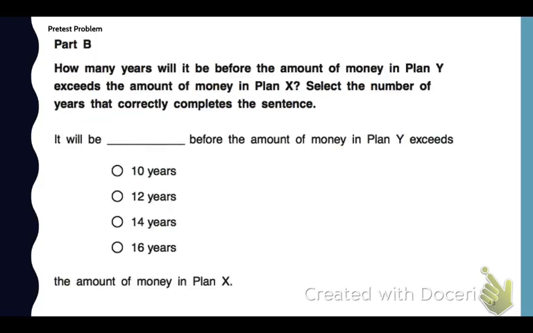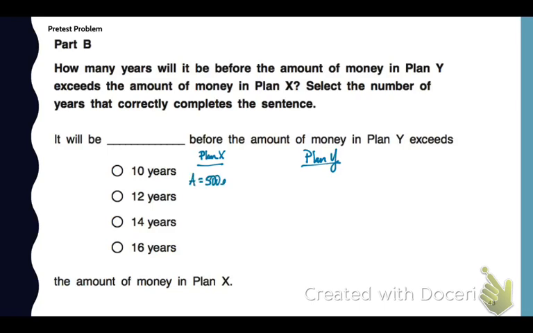Part B says, how many years will it be before the amount of money in Plan Y exceeds the amount of money in Plan X? Select the number of years that correctly completes the sentence. Sometimes a strategy is to take the answers given and plug them in. I'm going to do that. I'm going to start with 12 years because I feel like 10 years is pretty close to 7, and those amounts that we just saw were pretty far apart. So I'm going to plug in 12 to each of those situations, Plan X and Plan Y.